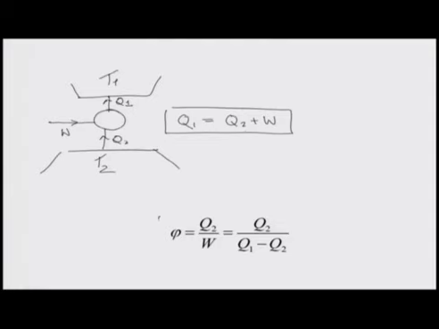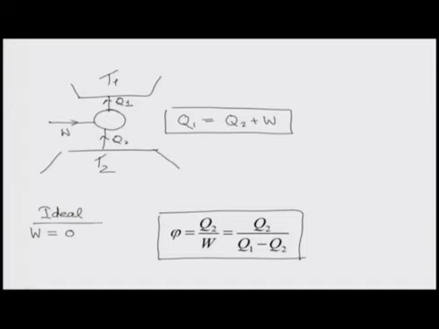Now, I have a coefficient of performance which I have defined, heat absorbed by work done, so Q2 by Q1 minus Q2. What will be my purpose? I want to have W equal to 0, the ideal situation. I would like to have W equal to 0. If W is equal to 0, you see phi tends to infinity.